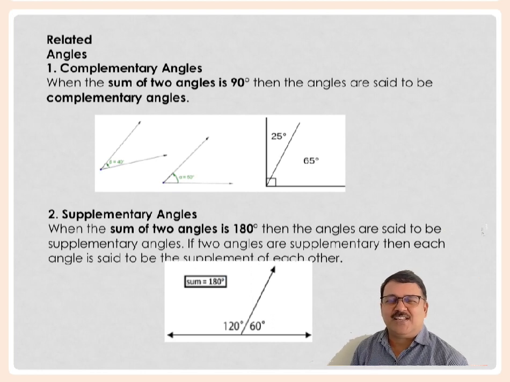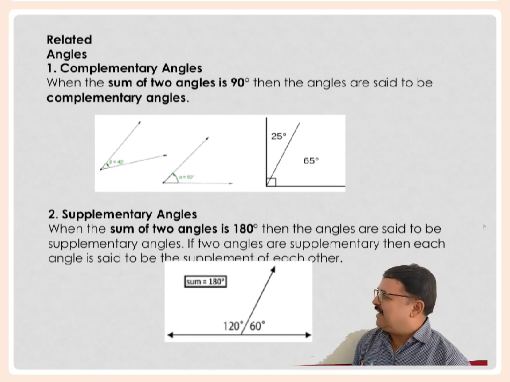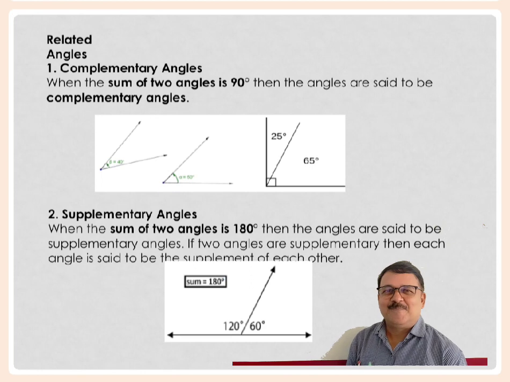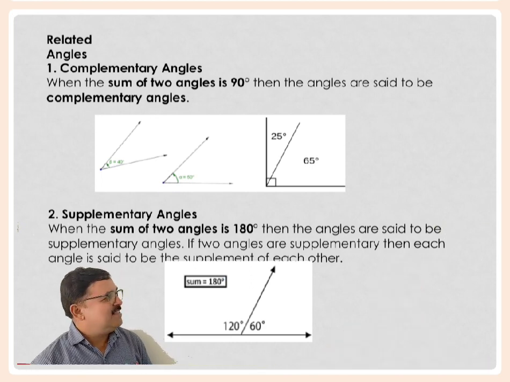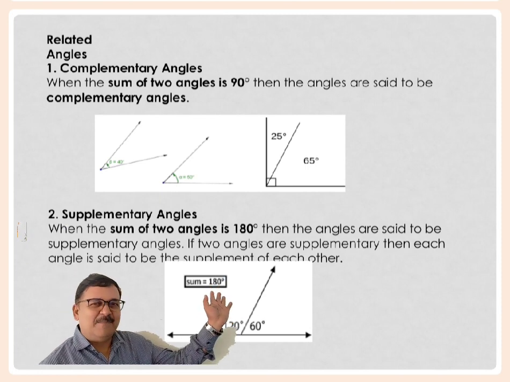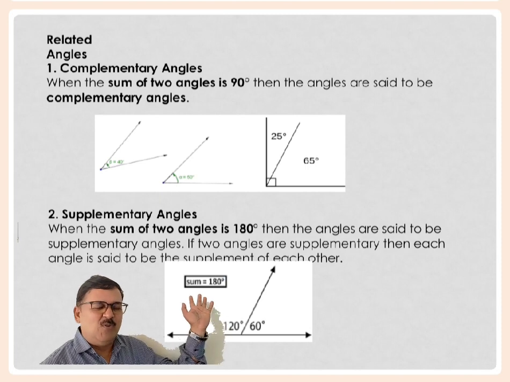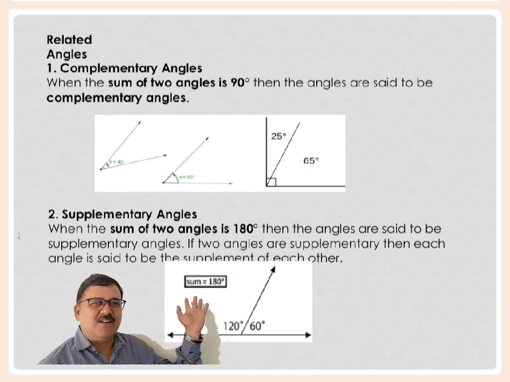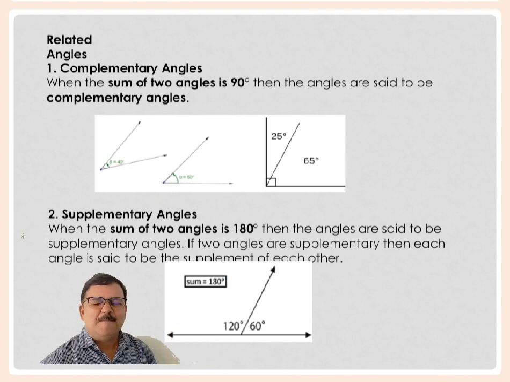Next, supplementary angles. When the sum of two angles is 180 degrees, then the angles are said to be supplementary angles. If two angles are supplementary, then each angle is said to be the supplement of the other. See the figure, one angle is 120 degrees and the other angle is 60 degrees. So the sum of the two angles is 180 degrees.